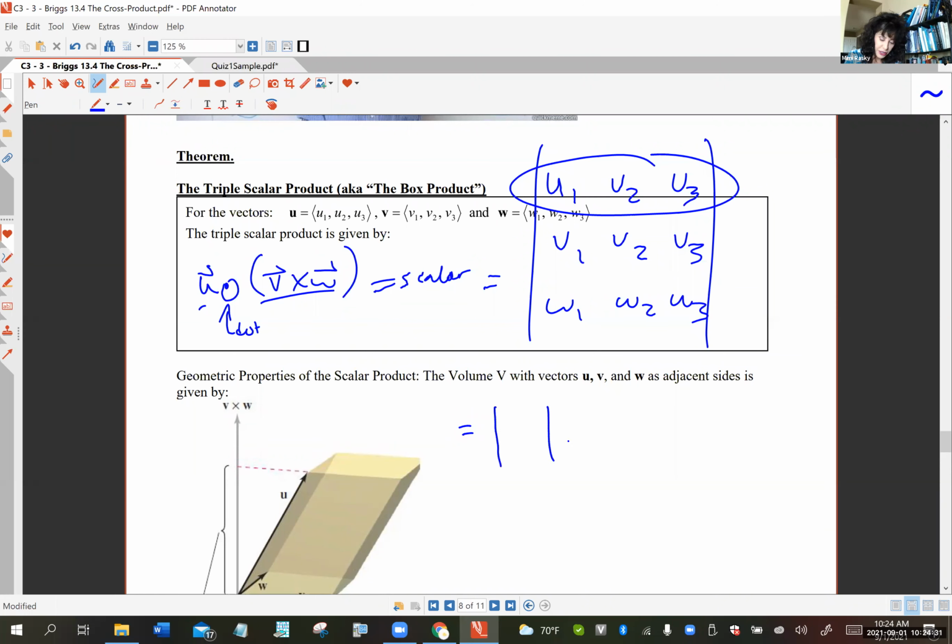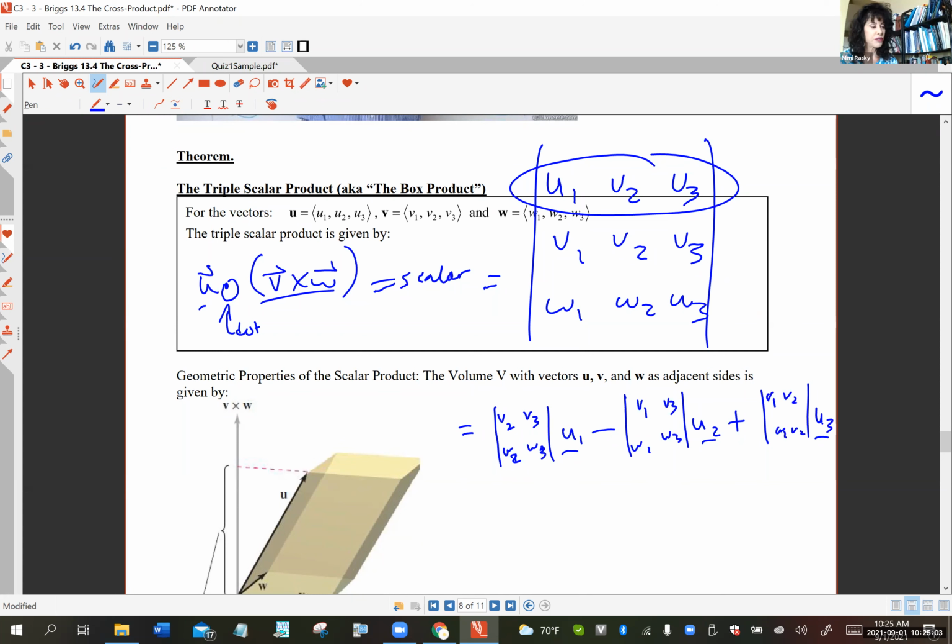So you're going to have a 2x2 determinant multiplied with U1, minus a 2x2 determinant times U2, plus a 2x2 determinant times U3. And because what we're expanding along is the top row, which isn't i, j, k now, these are just pure numbers, so you're going to get your final result as a pure number. And we'll do an example here in a couple of shakes.